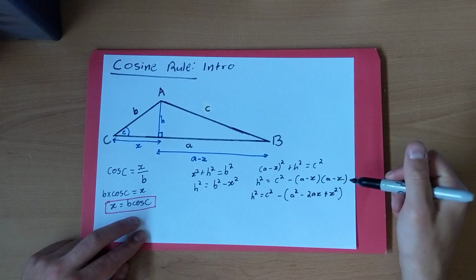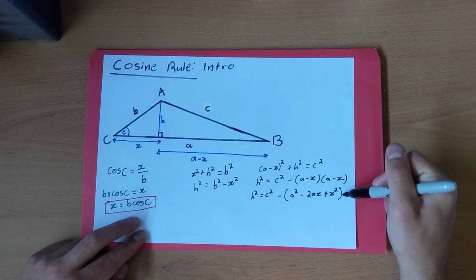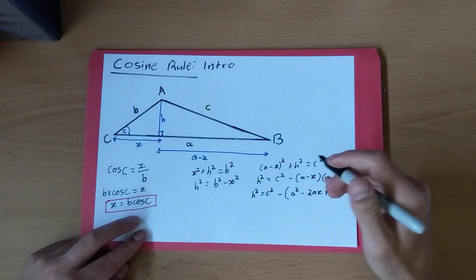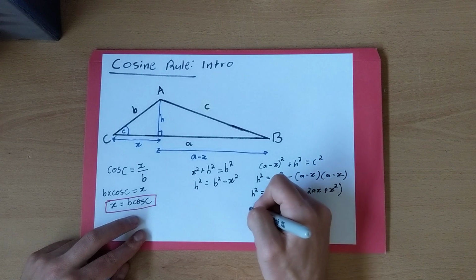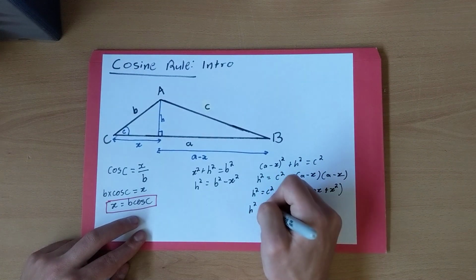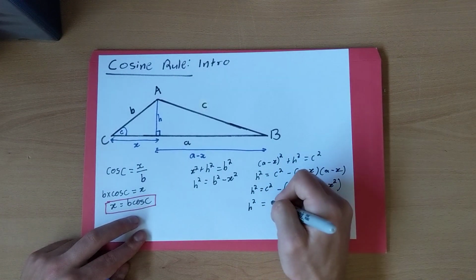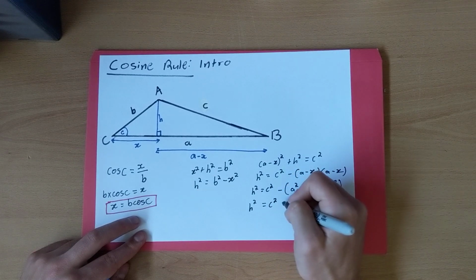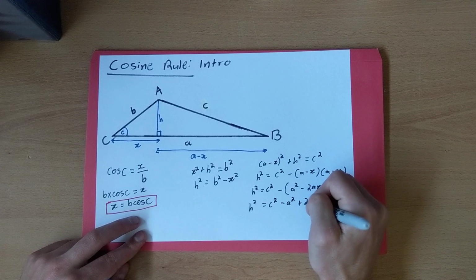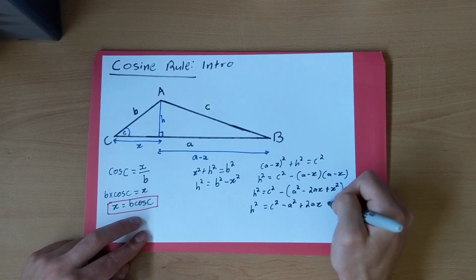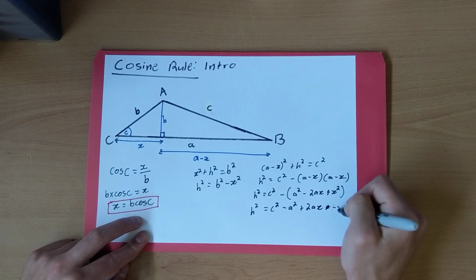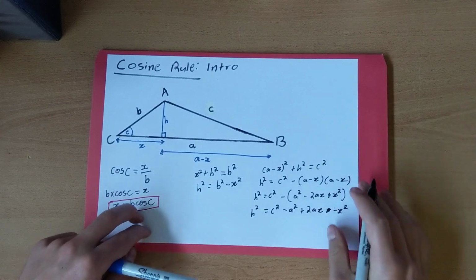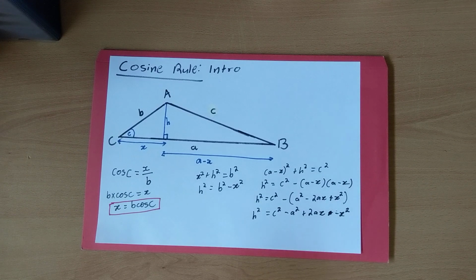Now, if you are not sure what I've done to get from this line to that line, then I recommend that you spend a couple of minutes expanding those brackets yourself, and you'll see you get to this result. Now let's just write that by multiplying everything by that negative out the front so that we can get rid of the brackets. h squared equals c squared minus a squared plus 2ax minus x squared.